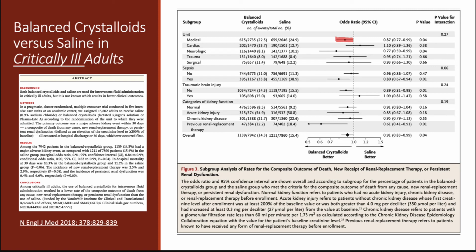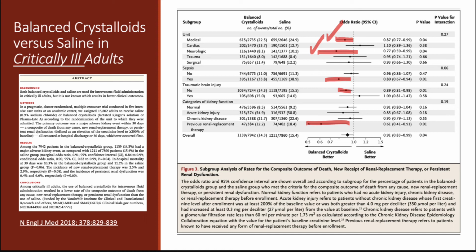So, patients in the medical unit, it was statistically significant that the balanced crystalloids were better. Also for the neurologic patients, that was better. And if they were septic, and if they did not have traumatic brain injury, and if they had previous renal replacement therapy, like dialysis or renal replacement therapy in the ICU.